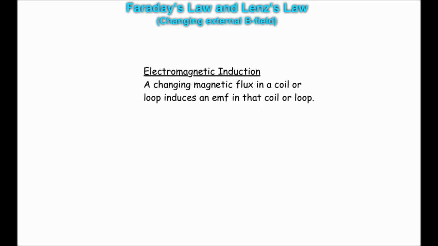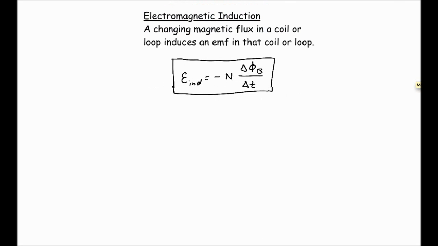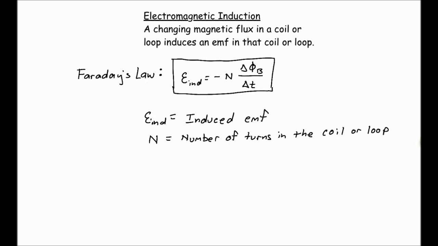Mathematically, the statement I just wrote can be written this way. And this equation is called Faraday's law. And let me identify all the variables in this equation. So the first variable is the induced EMF, and N is the number of turns in the coil, or if it's just a single loop, N would be 1. And delta phi B is the change in magnetic flux.